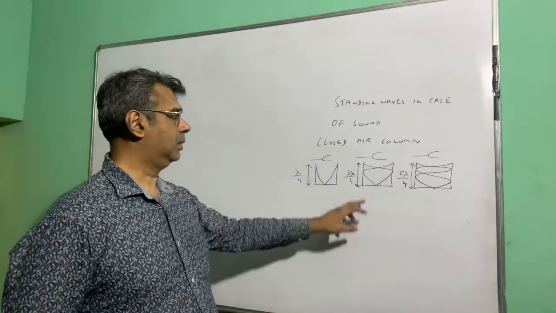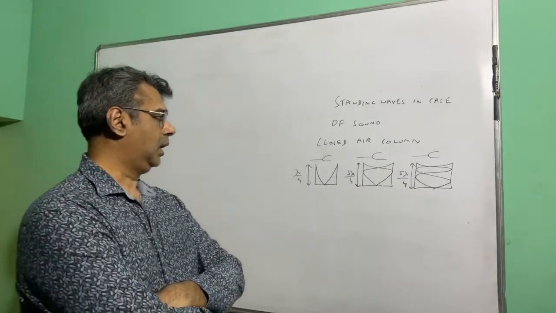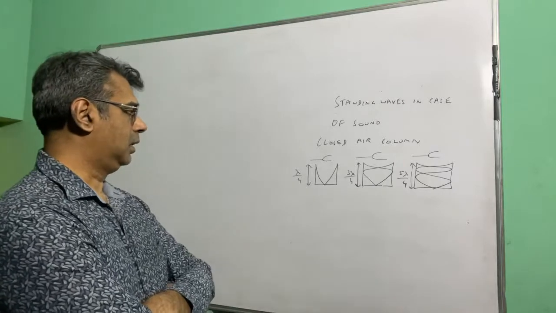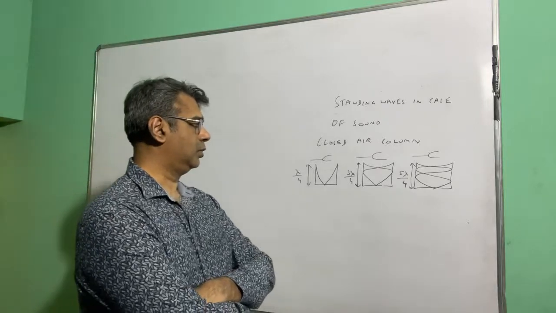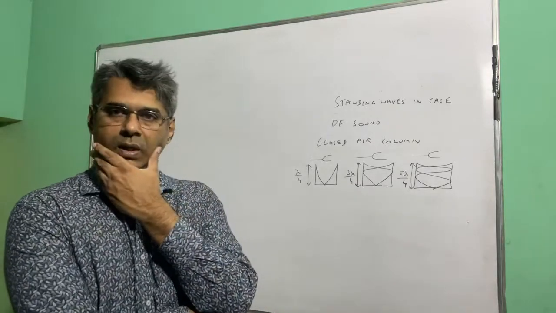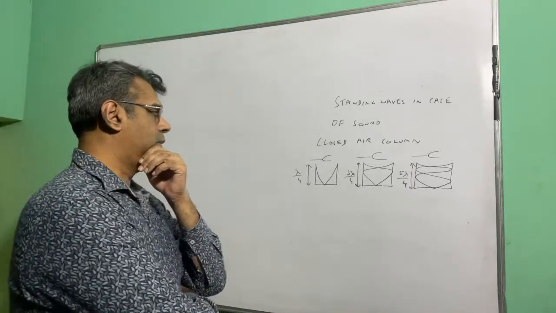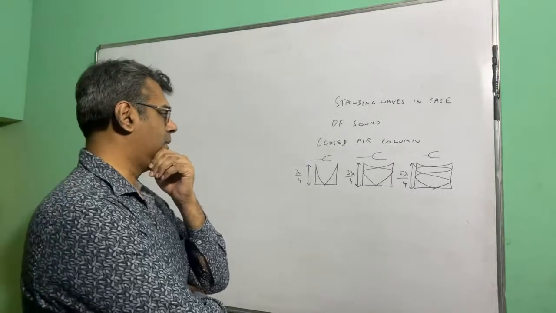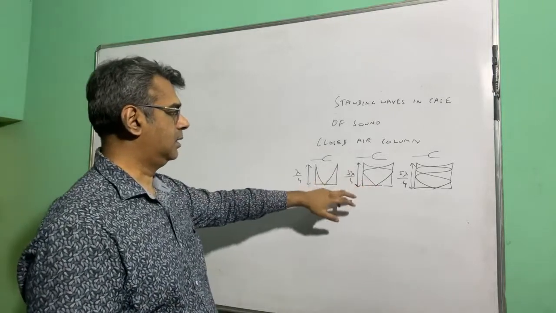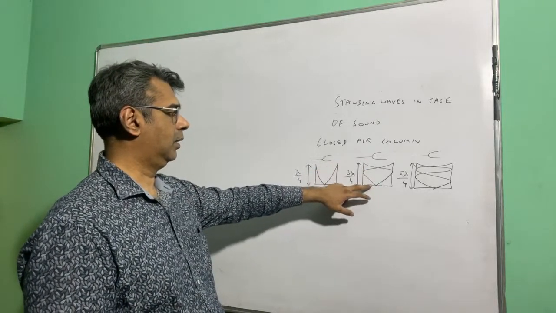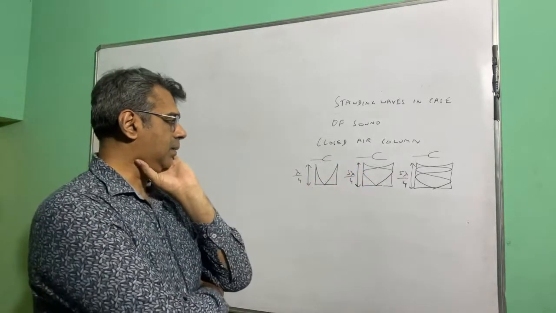In the second diagram, again I am sounding a tuning fork, and again at the open end I have an antinode as usual, and at the opposite end I have a node. Again the same thing: at the opposite end there is no displacement, it's a node. I told you that the minimum distance between a node and antinode is lambda by 4. So this is lambda by 4, and this is lambda by 2, so this is 3 lambda by 4.